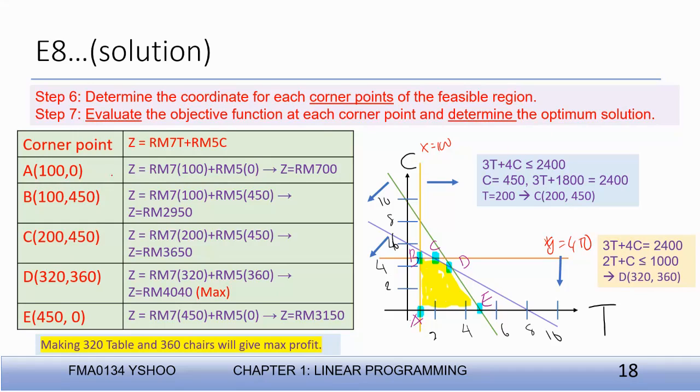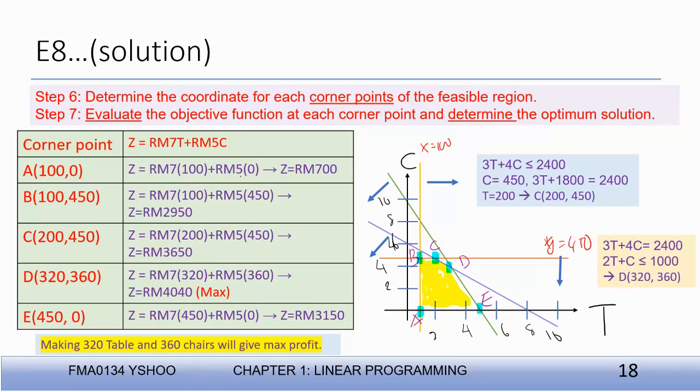Now, what next thing you need to do? Evaluate the objective function at each corner point and determine the optimal value. So this is the objective function. You take the value 100 and substitute 0 inside. Then you press your calculator and you will obtain 700. And then you repeat for all of these. Either you show the calculation or you don't, it doesn't matter. But if you don't show it, you also don't have the chance to recheck, right?